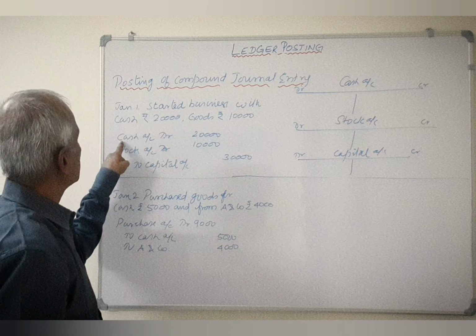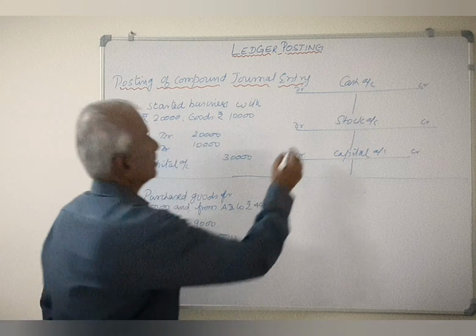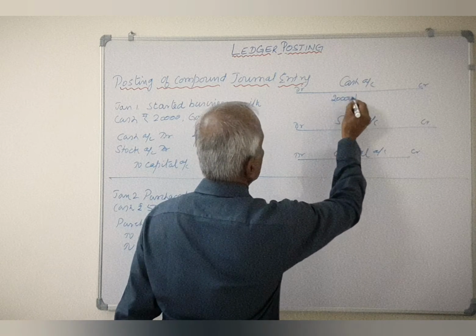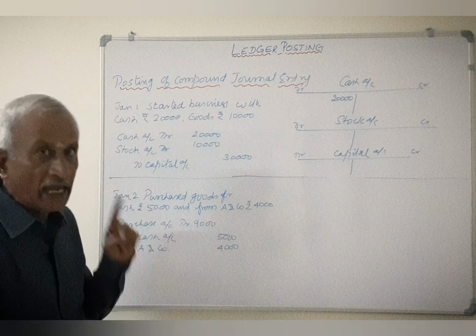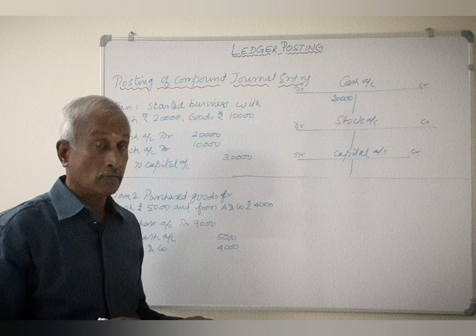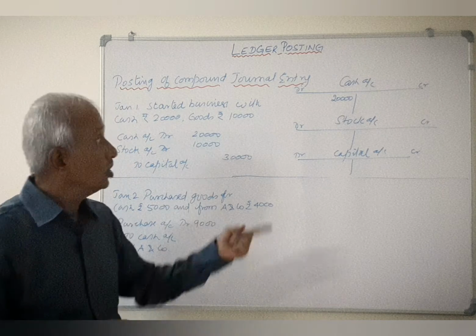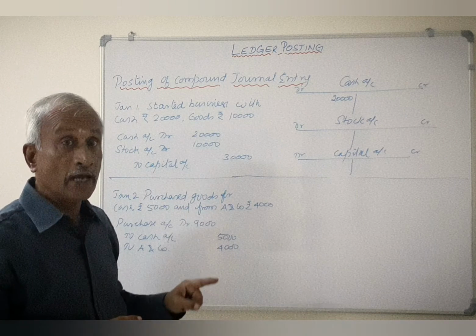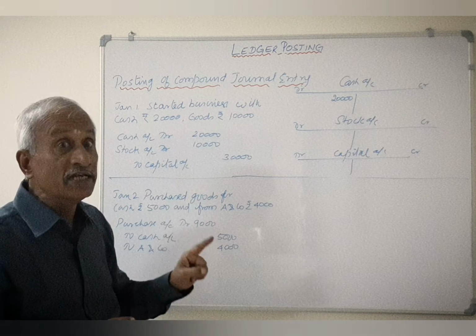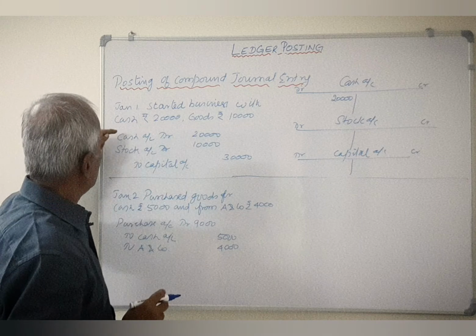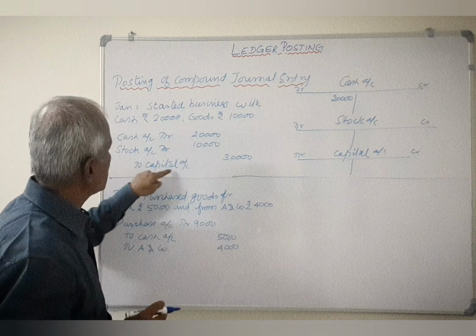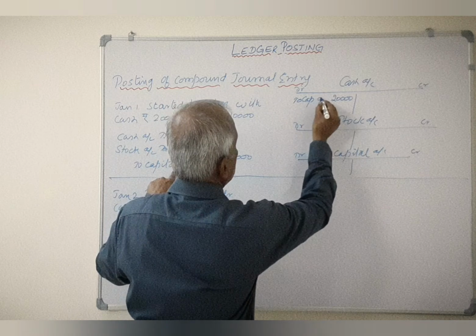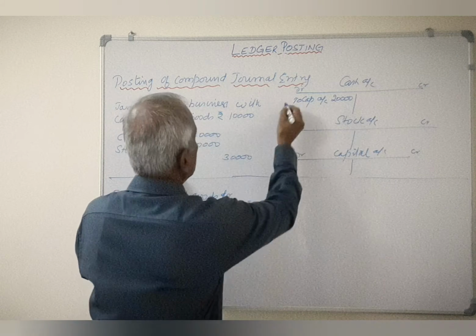On the debit side of the cash account, record 20,000. Against it, what do you have to write? We have already seen that on the debit side of any ledger, you have to write the name of the account credited in the journal entry. Here, the name of the account credited in the journal is capital. So, to capital account, January 1st.